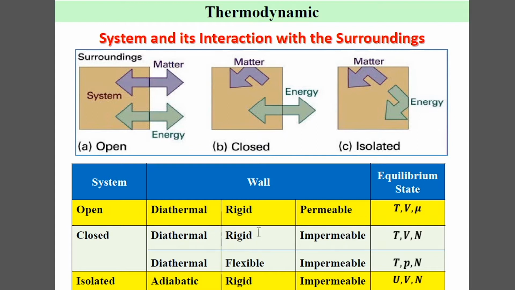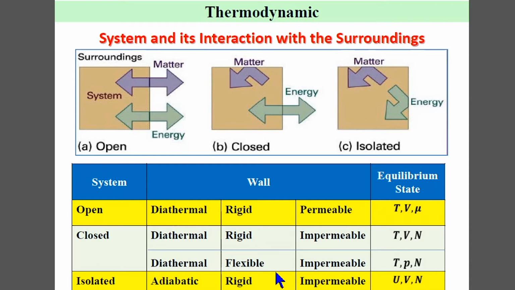Since it's a rigid wall, then what happens? The volume should also be constant, and since there is no transfer of matter, the number of particles should be fixed. Now, this diathermal wall, if we have a flexible wall instead of a rigid one, that means flexible, so a pressure difference is possible, and the flexibility is allowed so that the pressure is equalized.